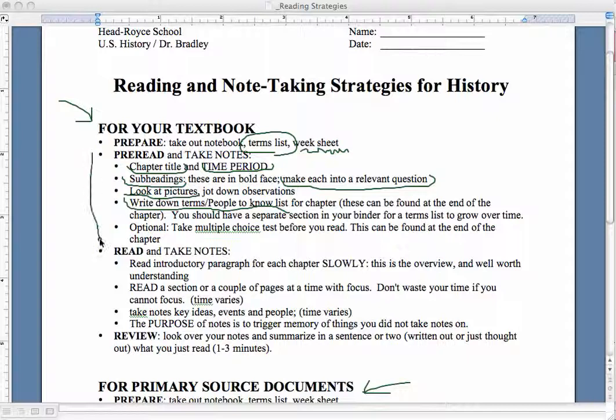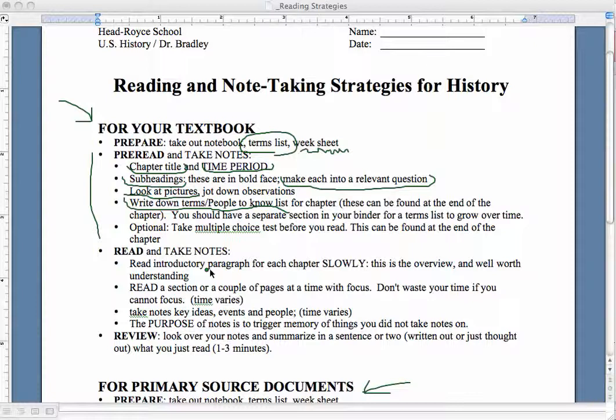Please don't skimp on these pre-reading exercises, because under pressure, I know a lot of students want to just jump into the reading, but if you do the pre-reading exercises, you will be a much more effective and efficient reader. So then you get to the reading part.